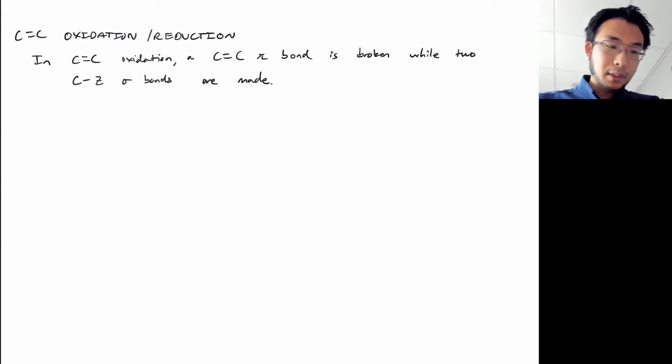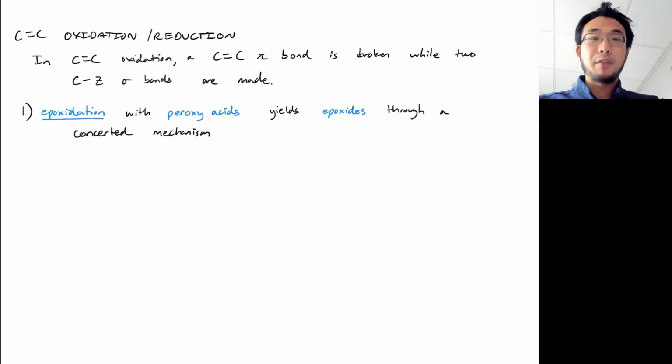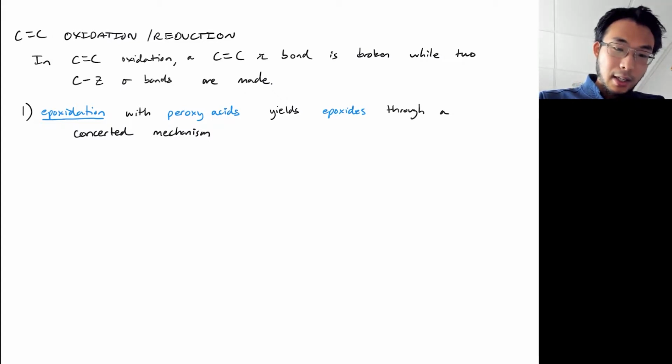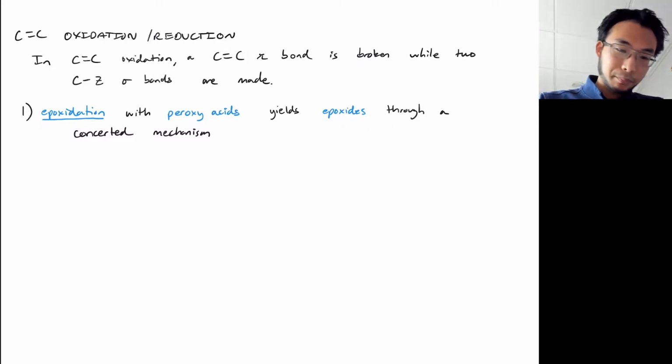A first example of such an oxidation reaction is a common one known as epoxidation. If you've heard of epoxy glues, that comes from the epoxidation of alkenes. Epoxidation uses a peroxy acid to yield a functional group called an epoxide through a concerted and cyclic mechanism.